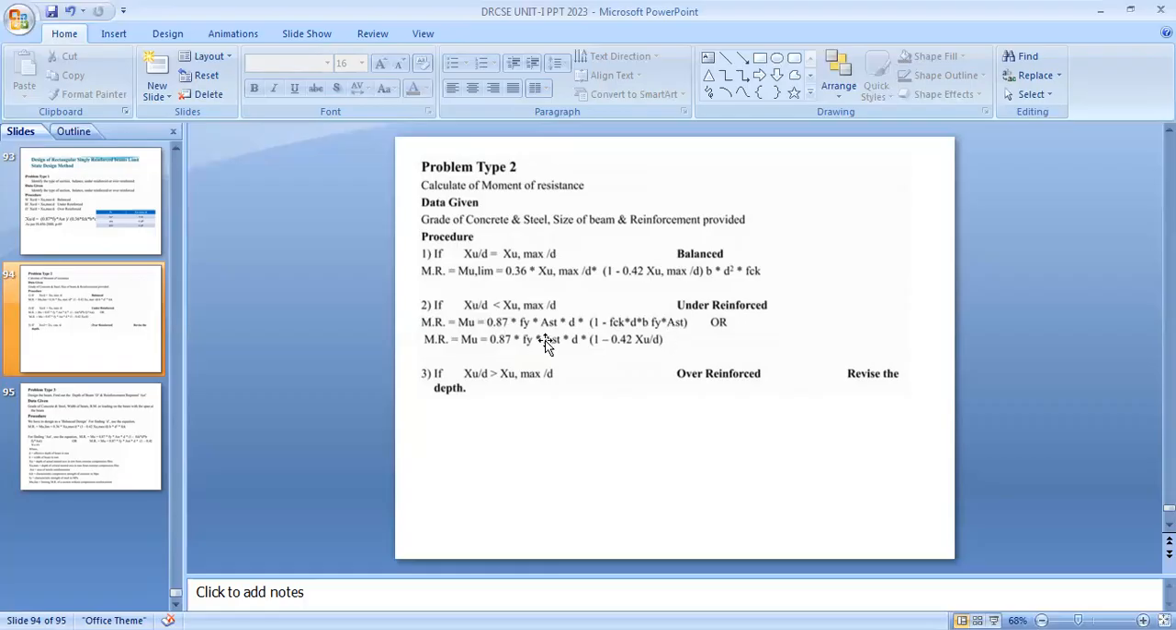In the next video, I am going to start the problems: how to work out and calculate the moment of resistance, how to find out the singly reinforced section, and how to design the singly reinforced section, including the balanced, under reinforced and over reinforced cases.